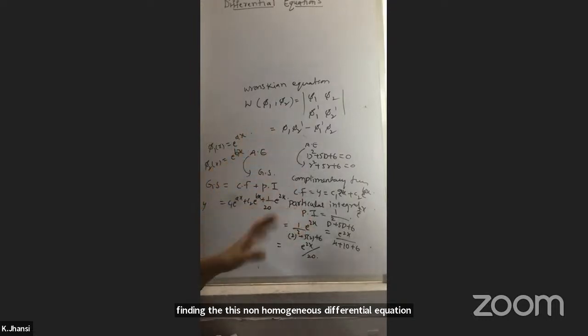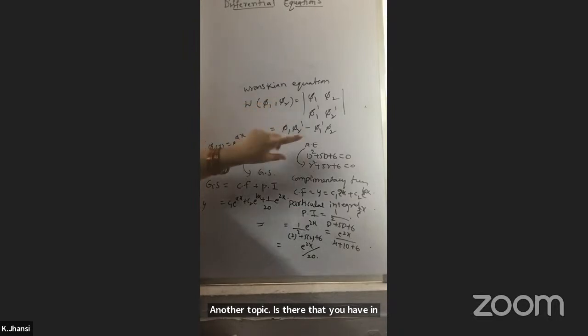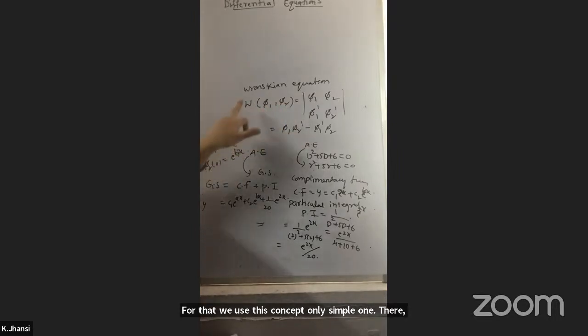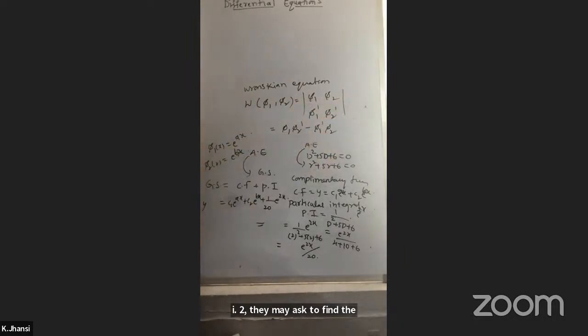Another topic is there that you have in the 10th and 11th unit. For that, we use this concept. A simple one: if 2 solutions phi1 and phi2 are given, they may ask to find the Wronskian. You substitute in the determinant and find the value.